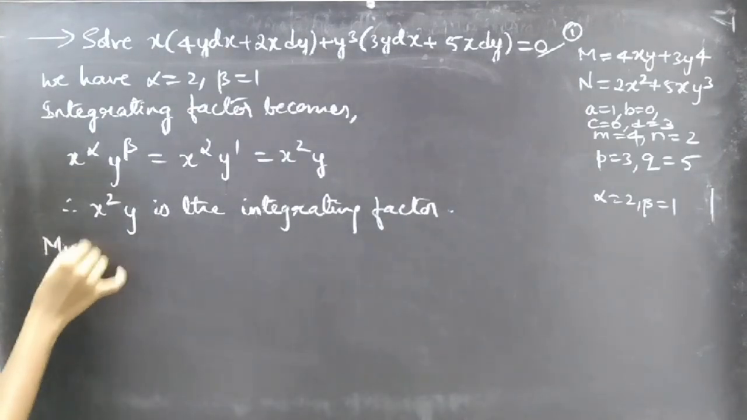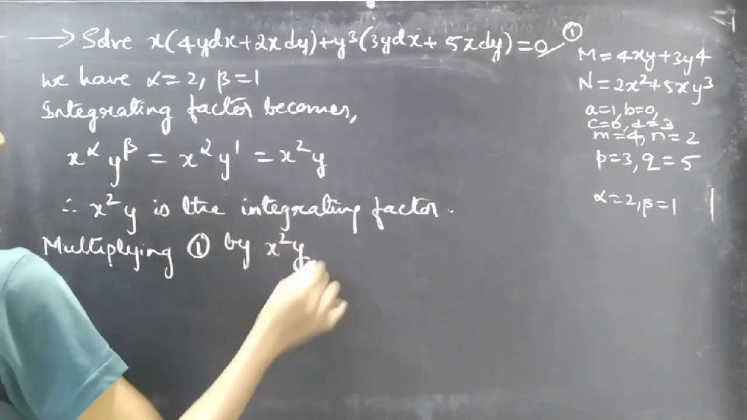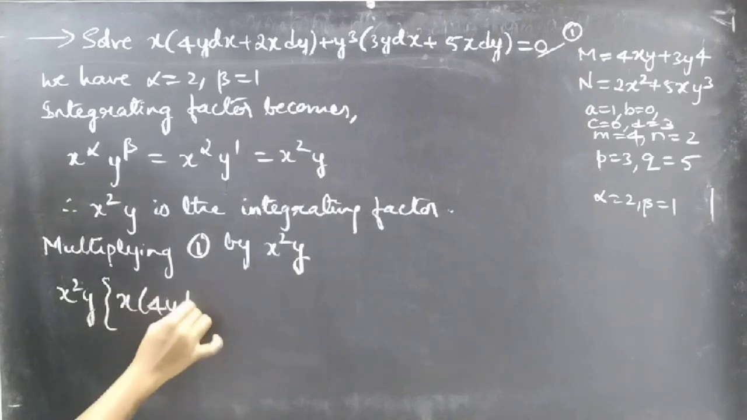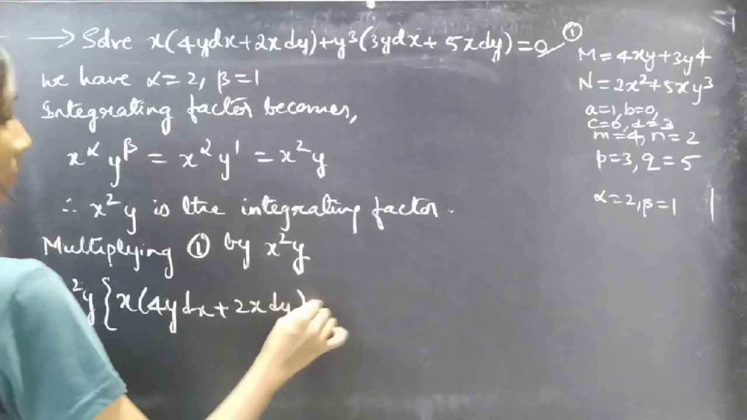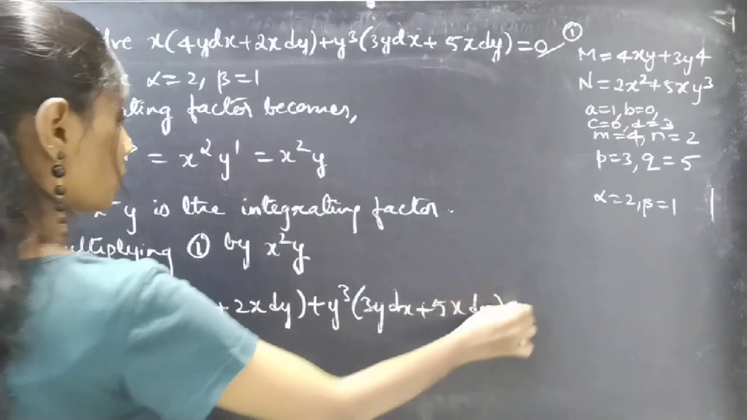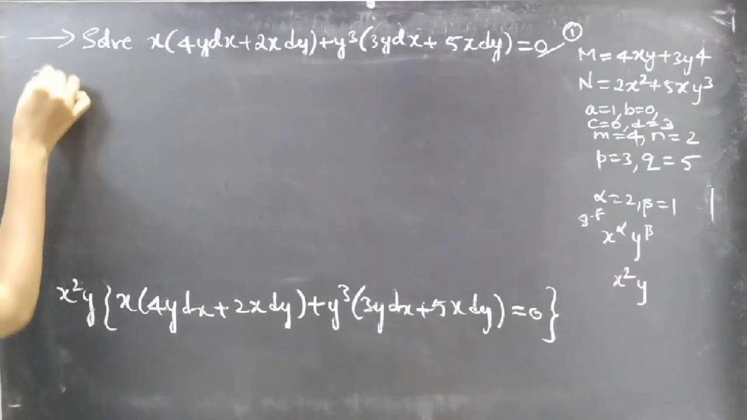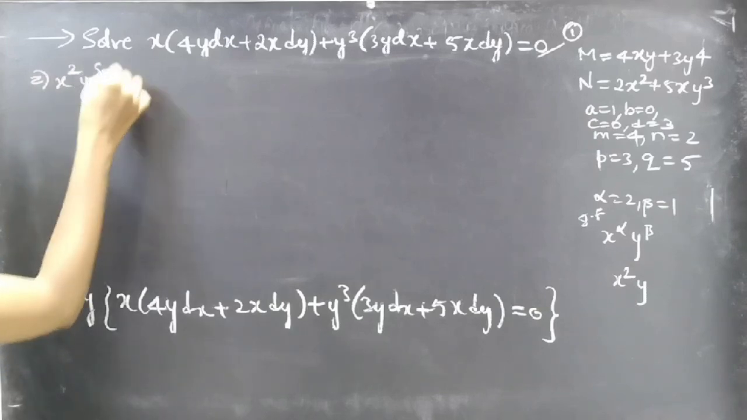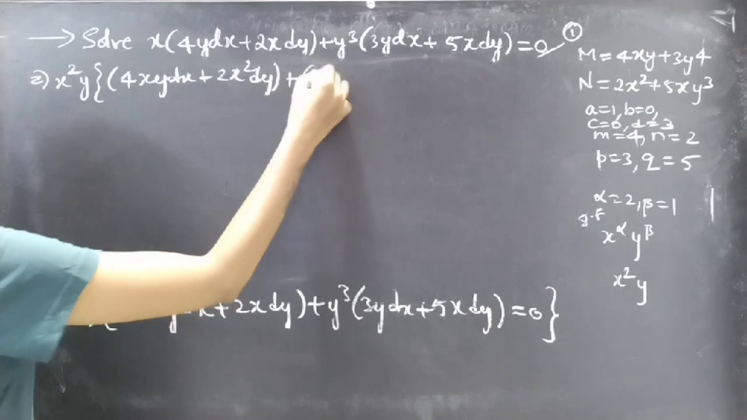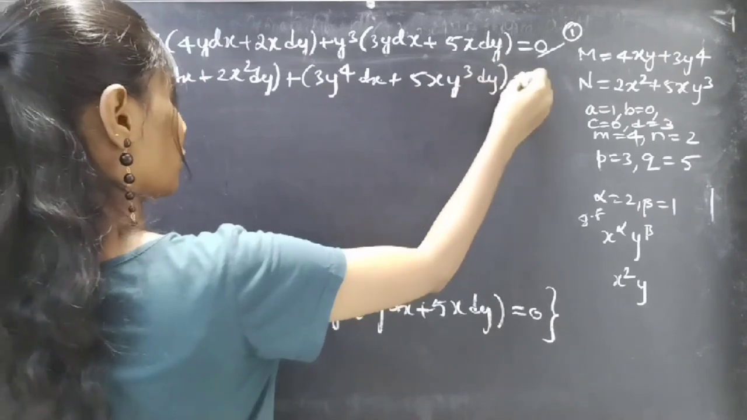Now, multiplying by the integrating factor x²y gives x²y times the given equation: x(4y dx + 2x dy) + y³(3y dx + 5x dy) = 0. We can write this as x²y times (4xy dx + 2x² dy + 3y⁴ dx + 5xy³ dy) = 0.